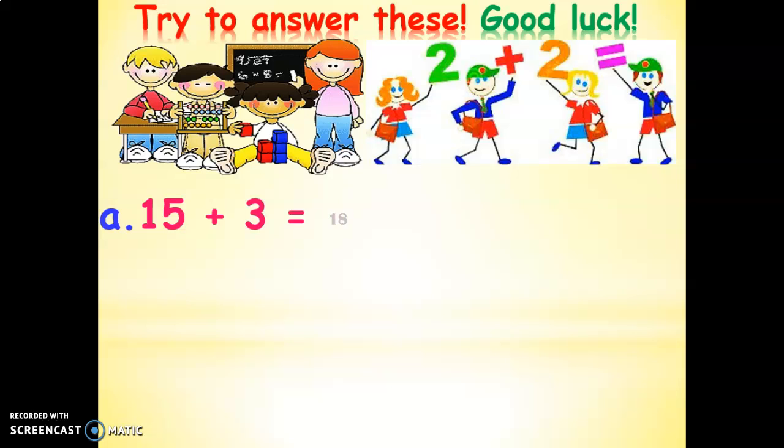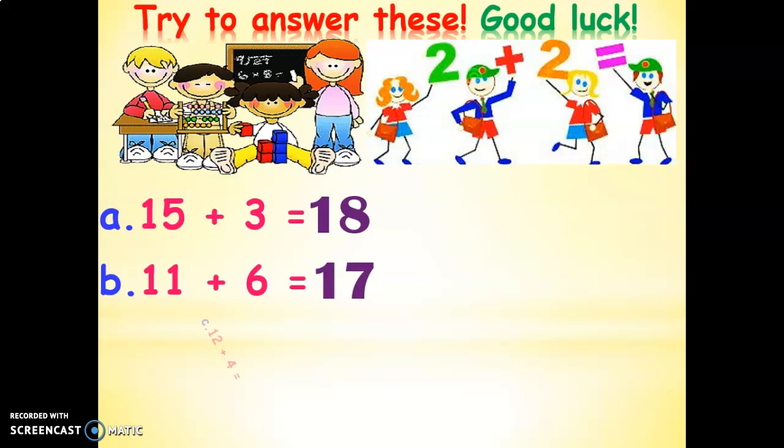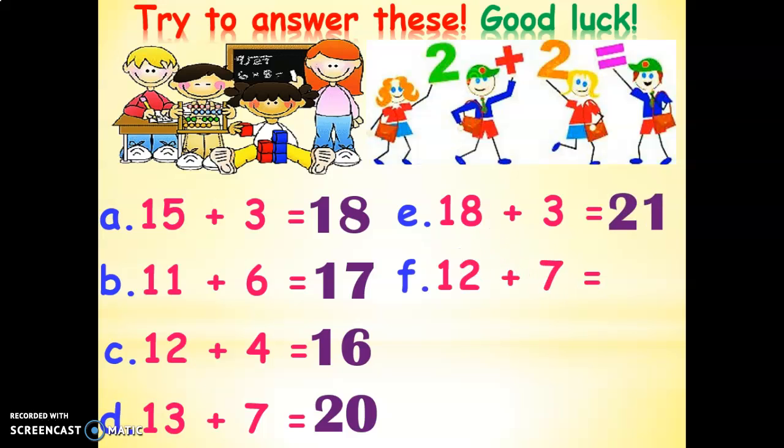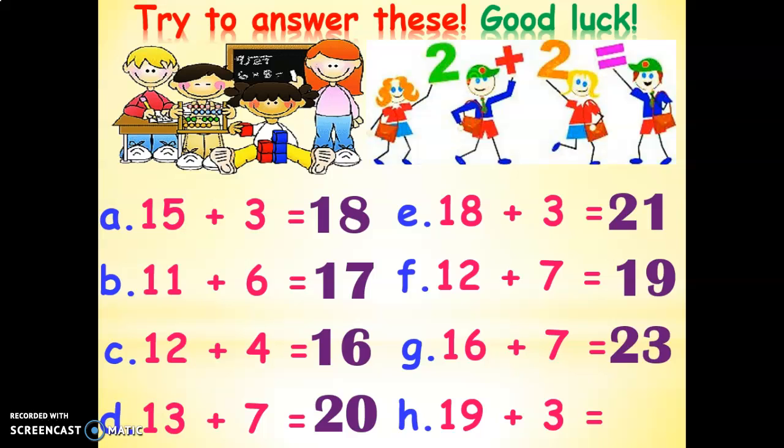15 plus 3, the answer is 18. 11 plus 6 equals 17. 12 plus 4 equals 16. 13 plus 7, the answer is 20. 18 plus 3, the answer is 21. 12 plus 7 equals 19. 16 plus 7 equals 23. And the last one, 19 plus 3, the answer is 22. So this is where we end part 1 of our lesson for week 3, day 2.